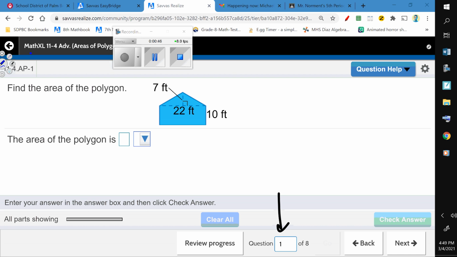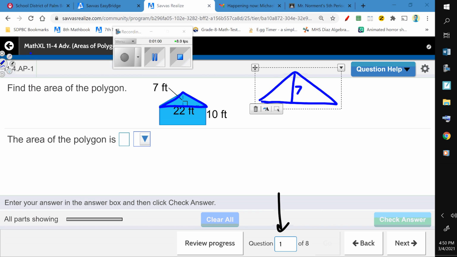Here we go. So let's take this shape. I hope you can see it. If not, let me make it bigger. So you have two shapes. You have a triangle right here that has a height of 7. That's the height. So let me go dotted.